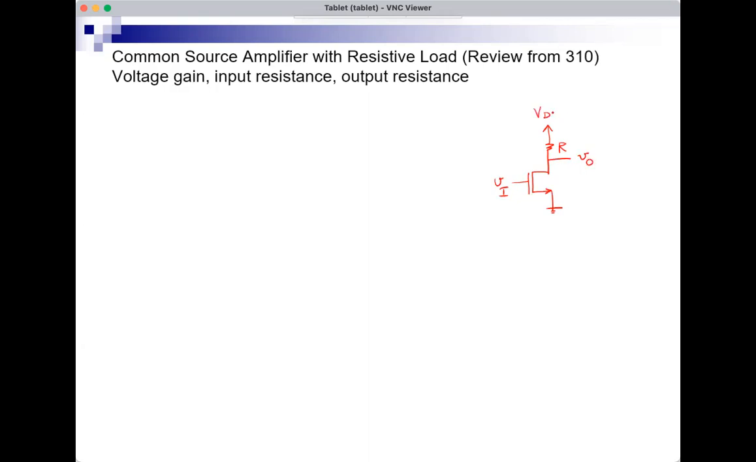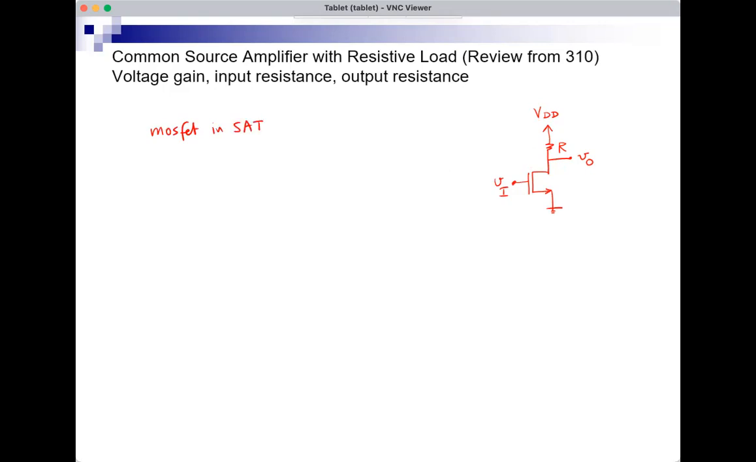This is the supply. Now the input VI is some DC voltage plus a signal because I need to make sure that the MOSFET is biased in saturation. So the DC component of VI bias is VGS DC for the MOSFET, and this should be greater than VT. And the choice of VDD and R would make sure that VDS is greater than VGS minus VT. So the MOSFET is in SAT. This is the DC condition.